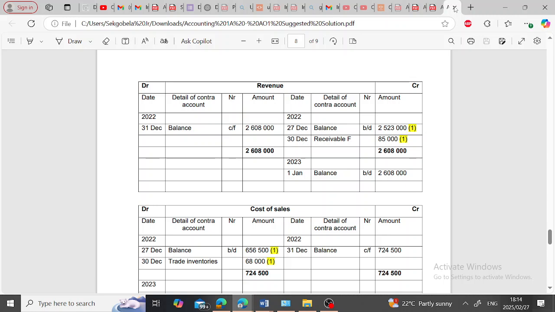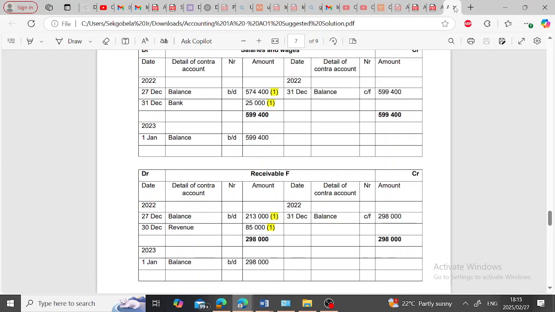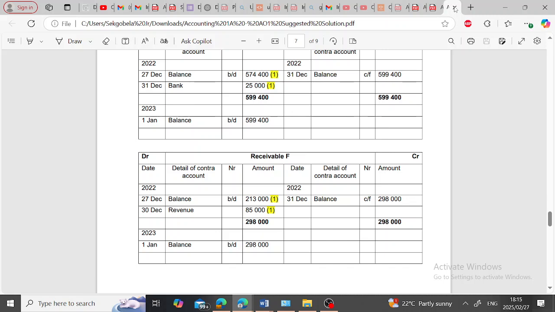Can you guys see? Then we move on to the receivable part. For the receivable part, it's going to be debited revenue 85,000. Do you see? Yes. This is question 3 for your paper, guys. Please, if you don't understand, let me know.